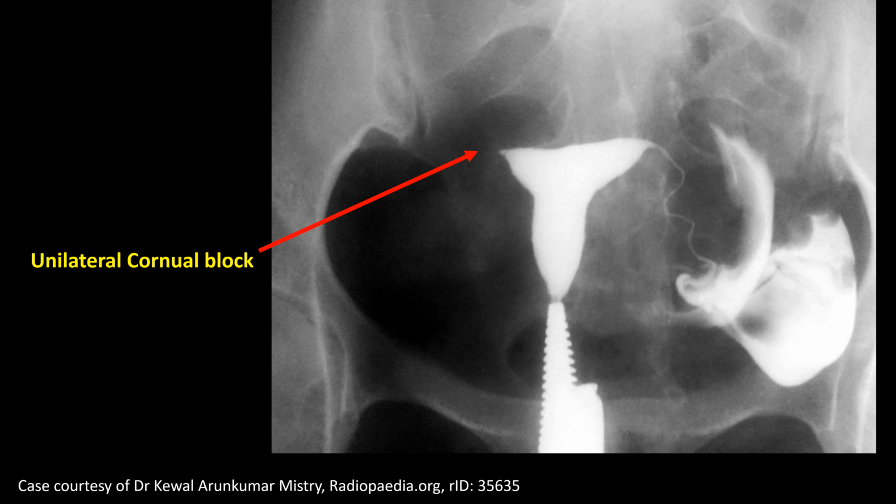Similarly, in this image, you can see the shadow of the uterine cavity, and the shadow of the left fallopian tube here, where dye has passed through the left fallopian tube and spilled out in the peritoneal cavity, but the shadow of the right fallopian tube is absent. That means the right fallopian tube may have a blockage within it. So this condition is known as unilateral cornual block.